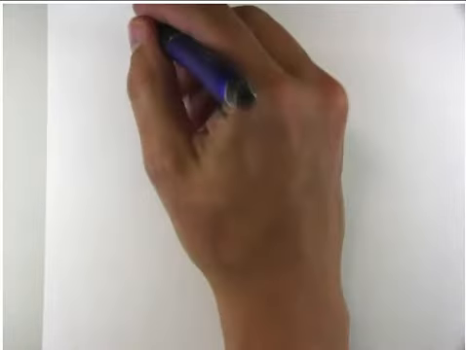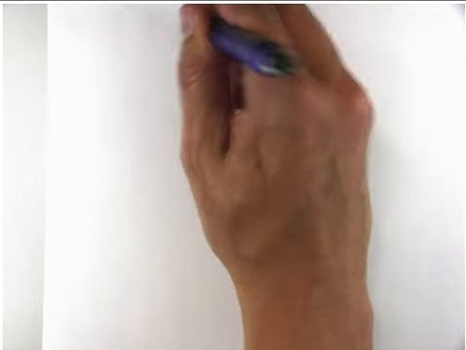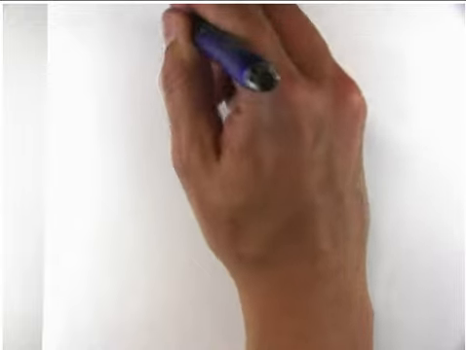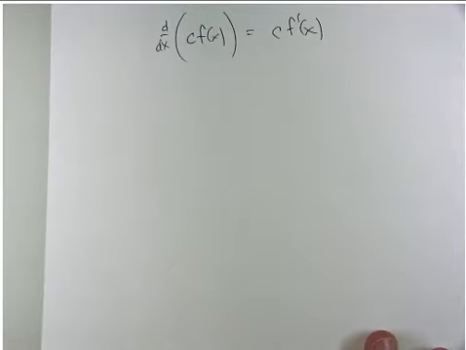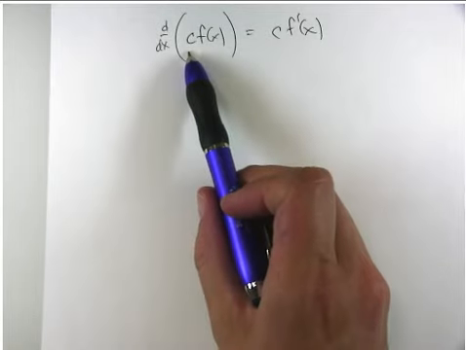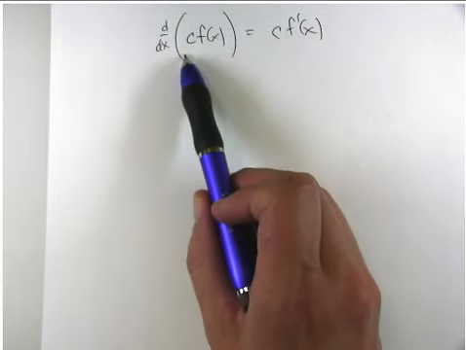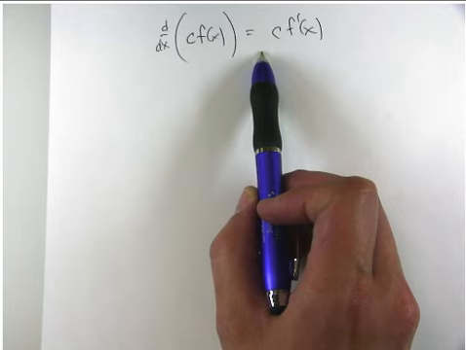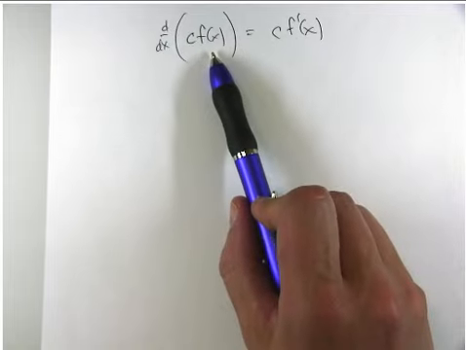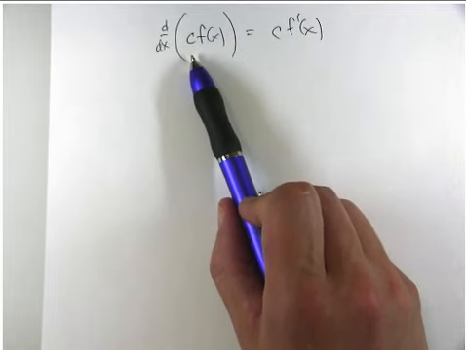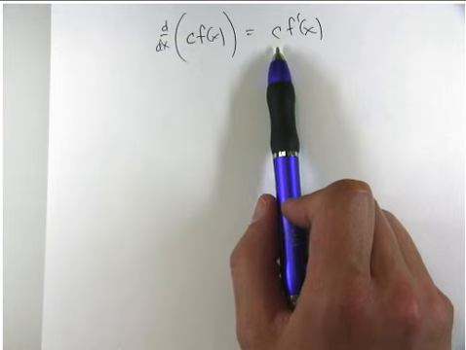The rule is this: if you have c f of x and you take the derivative, you get c f prime of x. So if there's a constant multiple in front of your function, it's just going to stick around. It's not a big worry. That is to say, the rate at which the function is changing, if you multiply it by a factor, just multiplies by that same factor.